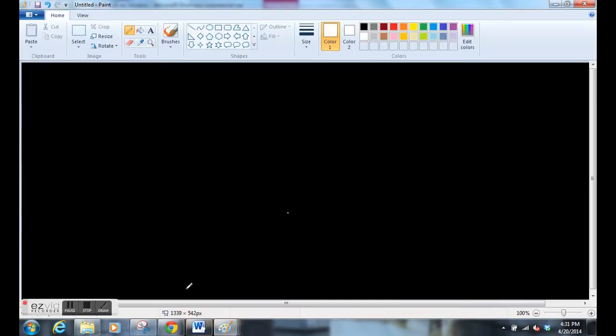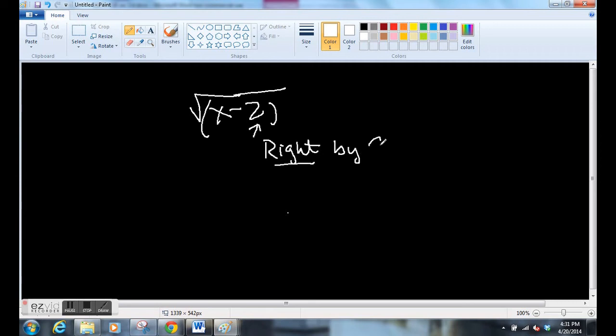So if we have a function that looks like this, and we're doing the square root of (x minus 2), we know this part here is inside the function. So, because it's minus, that means it is going to the right by 2. We're going to be shifted to the right. So our square root function looks like this, and we are shifting it over 1, 2.